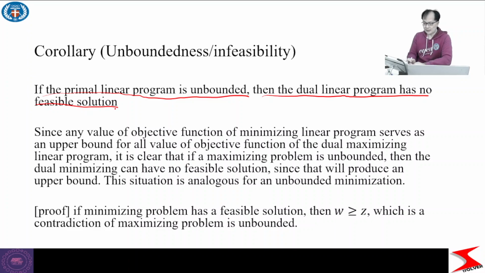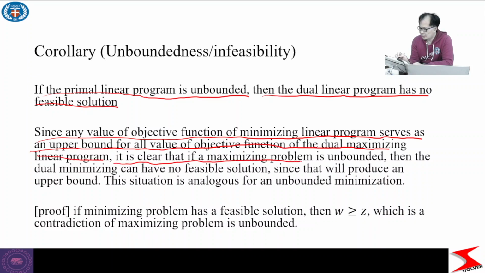Since any objective value of the minimizing linear program serves as an upper bound for all objective values of the dual maximizing linear program, it is clear that if the maximizing problem is unbounded, then the dual minimizing problem has no feasible solution, since it would produce an upper bound. This situation is analogous for an unbounded minimization.